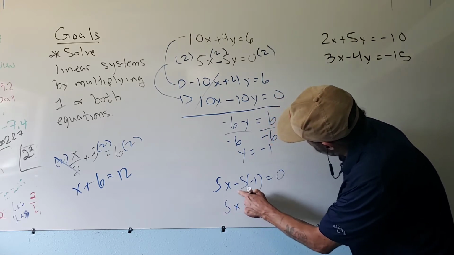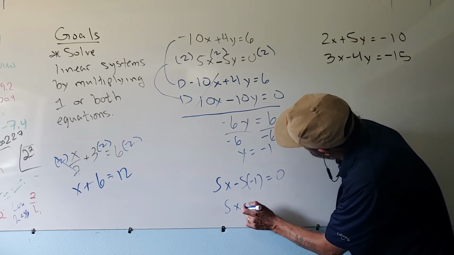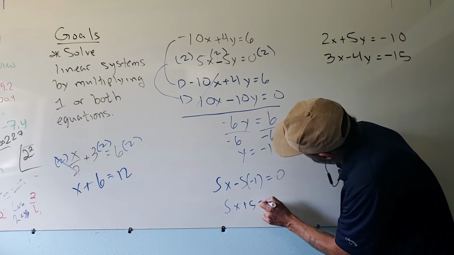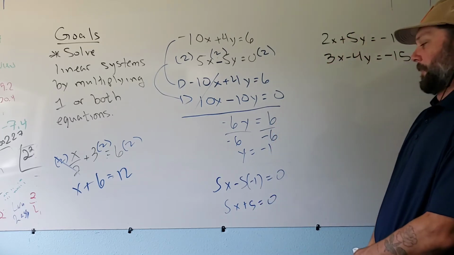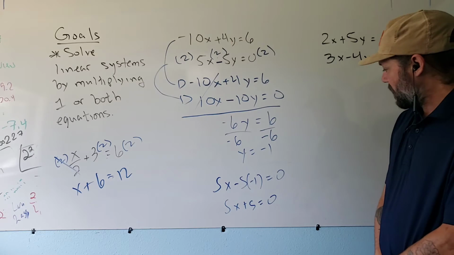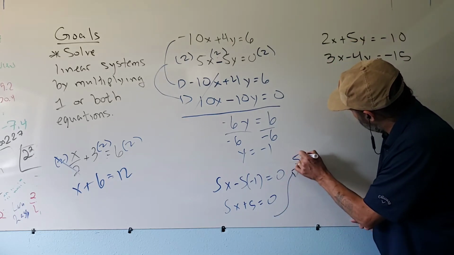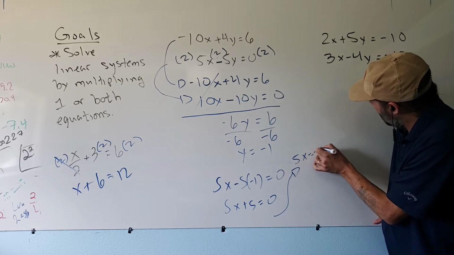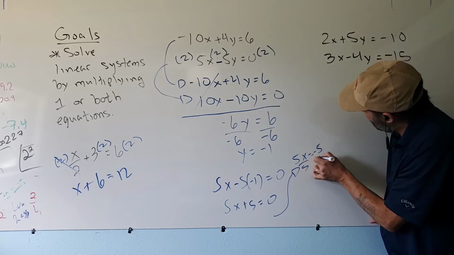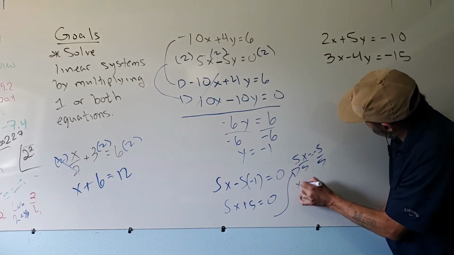5x equals, let's see, negative 5 times negative 1. So 5x plus 5 equals 0. Subtract the 5, and we get 5x equals negative 5. Divide out the 5, and x is equal to negative 1.